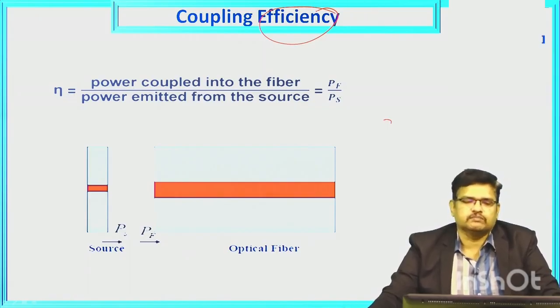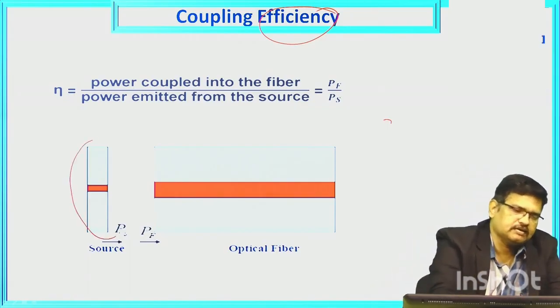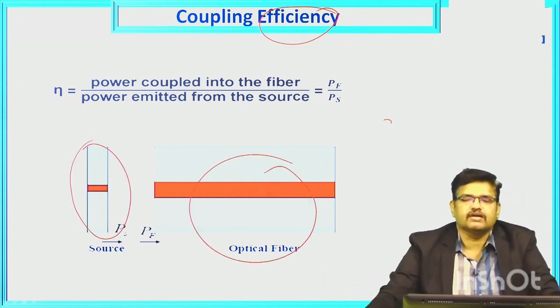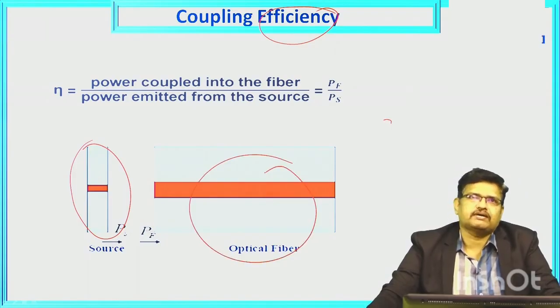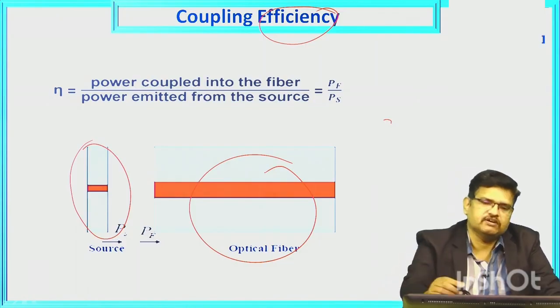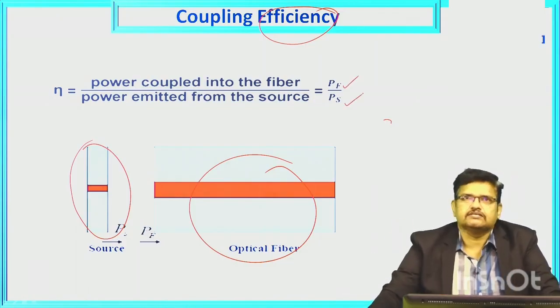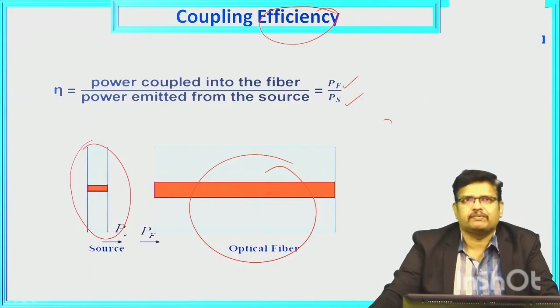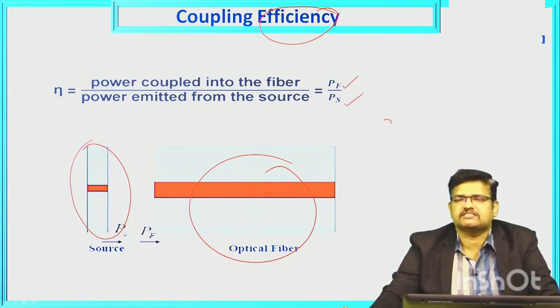Suppose, for example, this is a source and this is an optical fiber. The efficiency may be calculated as the power coupled into the fiber by the power emitted from the source. Simply, we can call it PF by PS. So it gives the coupling efficiency. For fiber to fiber communication it is the same thing: the power coupled into fiber 2 by the power in fiber 1. This efficiency is very important while calculating the coupling efficiency, because it tells how much power can be successfully transferred from one fiber to another.